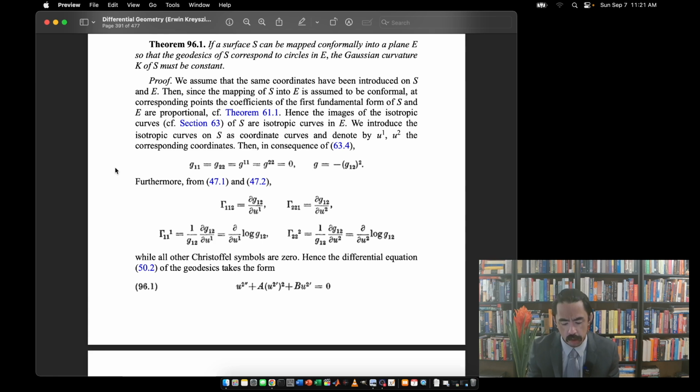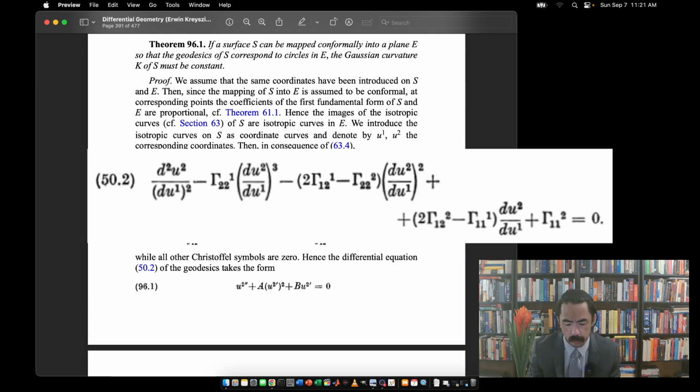Hence, the differential equation from section 50, which is from chapter 5, on geodesic curvature and geodesics. It's a big one: d squared u2 du1 squared, minus Christoffel sub 22 superscript 1 times the cube of du2 du1, then minus the quantity 2 times Christoffel sub 12 superscript 1 minus Christoffel sub 22 superscript 2, closed quantity, times the square of du2 du1, then plus the quantity 2 times Christoffel sub 12 superscript 2 minus Christoffel sub 11 superscript 1, closed quantity, times du2 du1, plus Christoffel sub 11 superscript 2 equals 0.